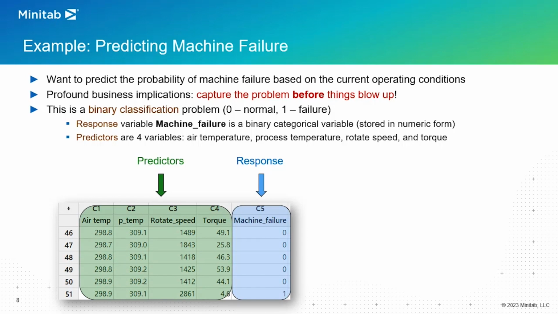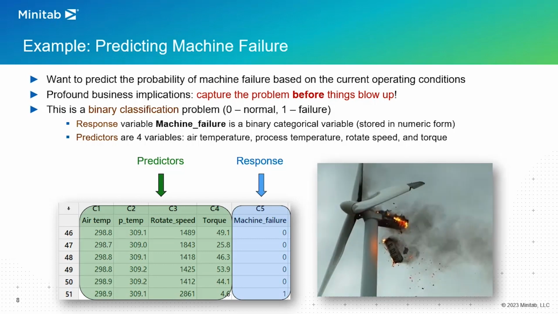And to make this problem more visual, so to say, here's an example of what that failure might look like. If you imagine a wind turbine, when things go wrong, that catastrophic failure really does result in things blowing up. So you can think about those 4 variables as the rotation speed of the turbine, the torque applied, and 2 different temperature sensors. Let's say the temperature within the casing of the turbine, and the temperature of the coolant in the cooling system, or something like that, okay?